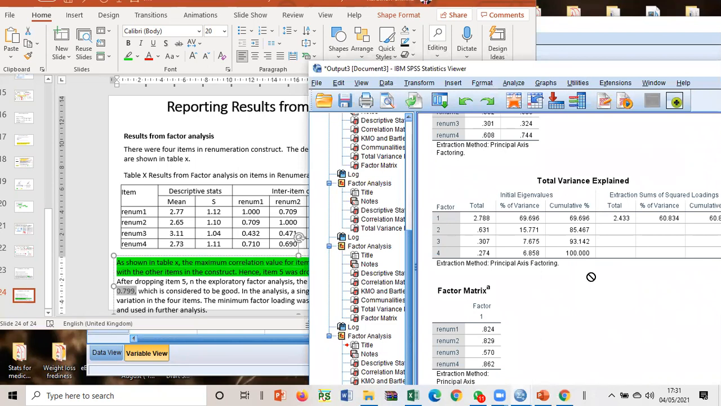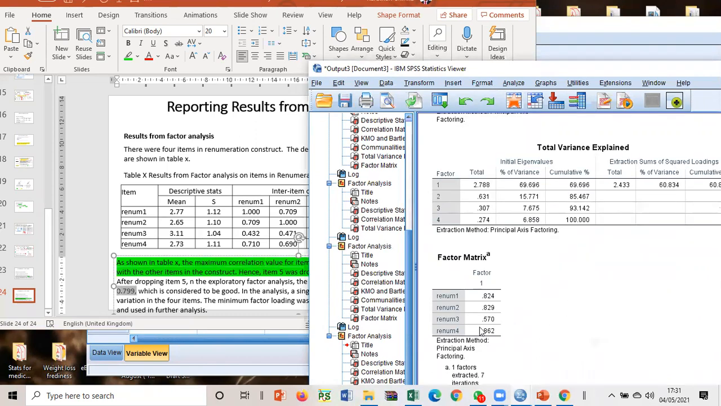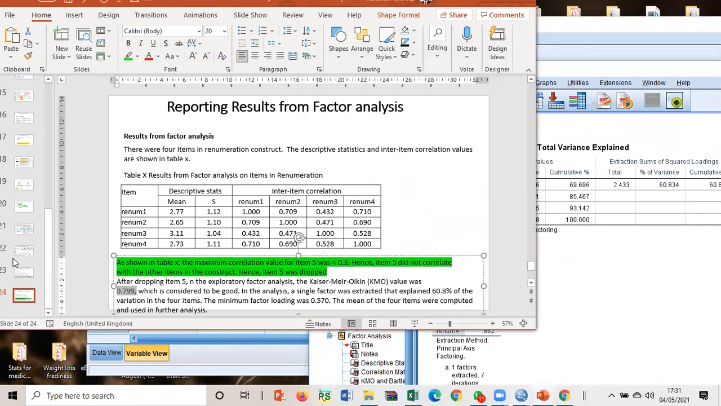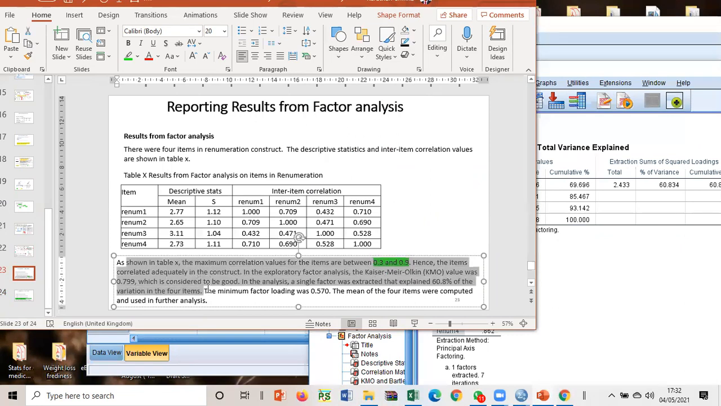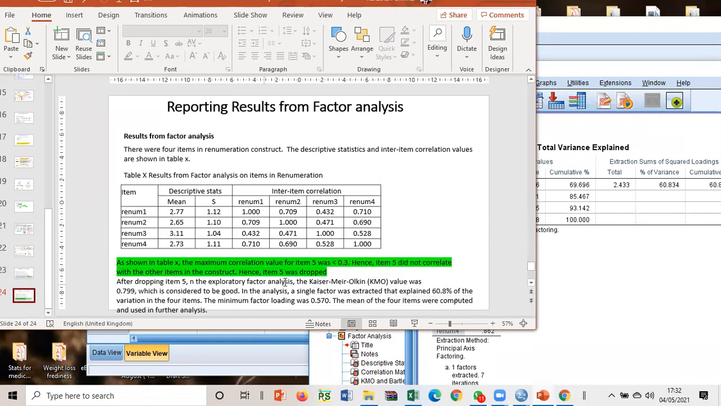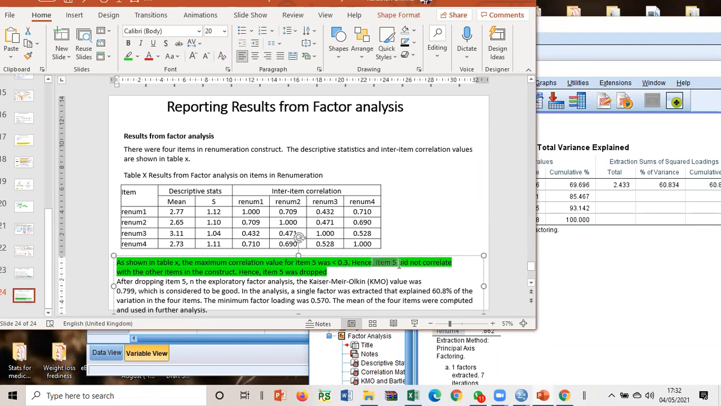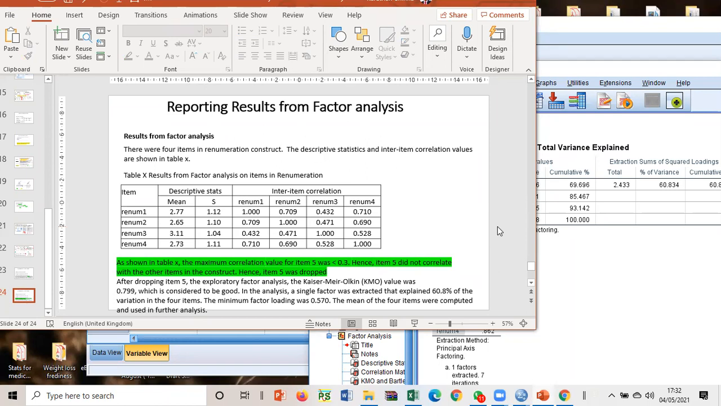Remuneration is supposed to be conceptualized as one factor, so one factor is good for us. And your factor loading. You find the mean and use it for further analysis. Over here, one item did not fit in well. So what decision was made? Drop it. After dropping item number 5, perform the analysis again and report your findings. Are we clear?